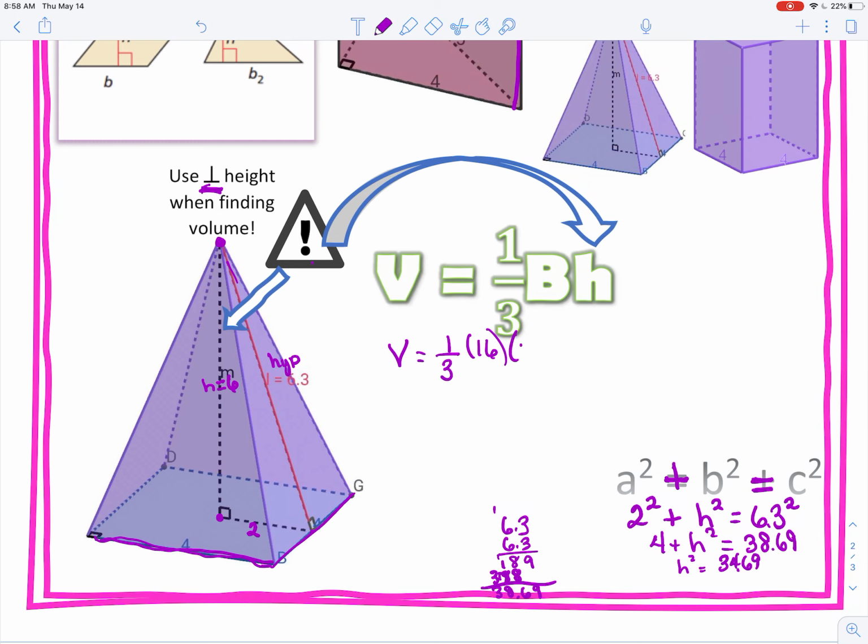And so we'll take 1/3 times 16 times 6. Let's go ahead and simplify. 1/3 of 6 is 2. 2 times 16 is 32. So 32 units cubed.